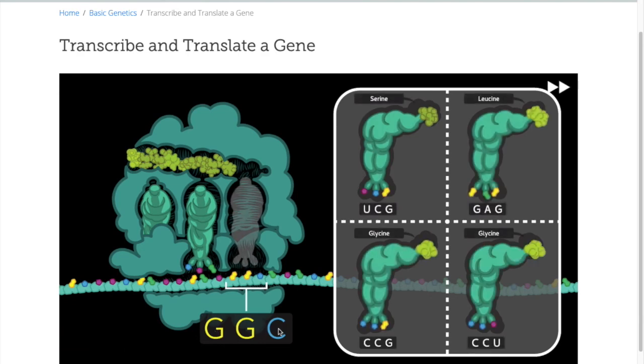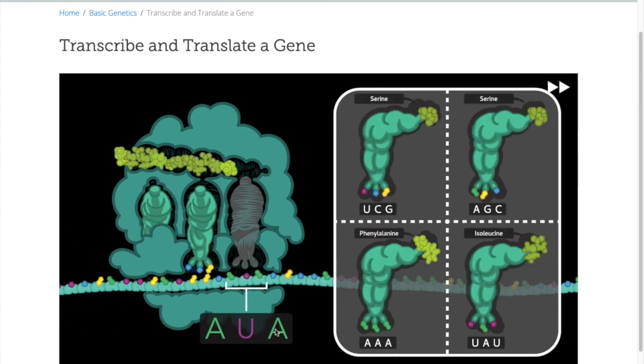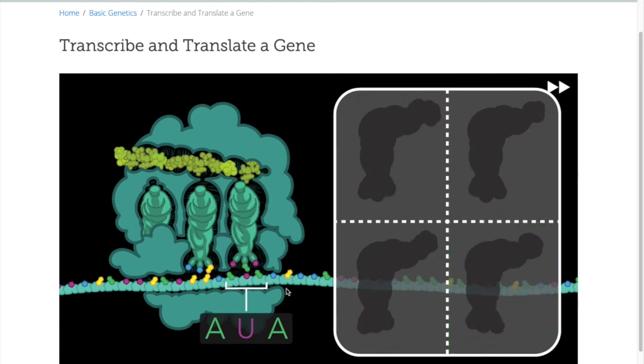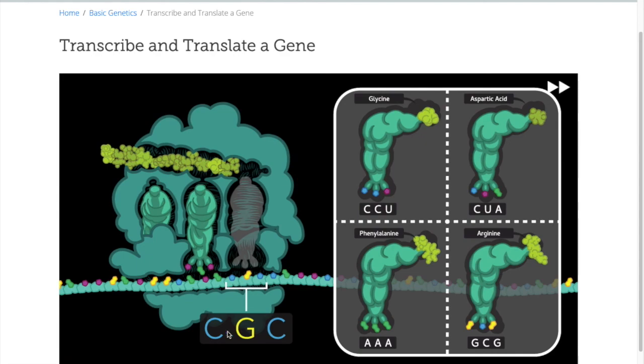GGC, CCG. Glycine. AUA, UAU. Isoleucine. CGC is the same as GCG. Arginine.